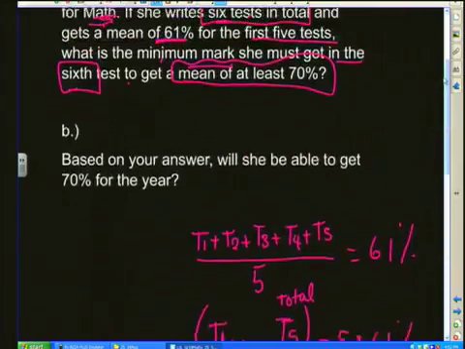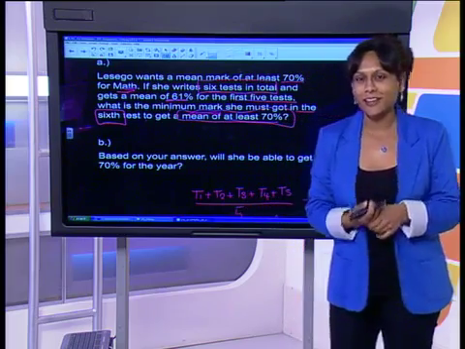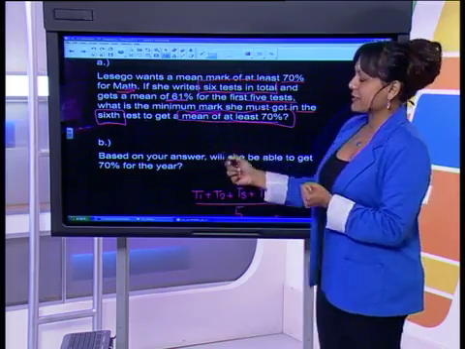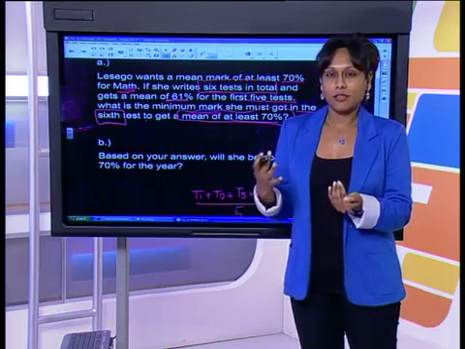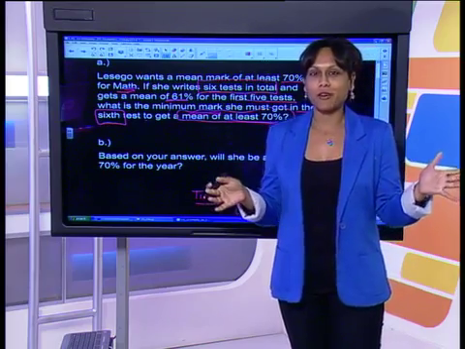So we've answered part A. What is the minimum mark she must get in the 6th test to get an average of 70%? And we said that she needs to get 115%. Now, do you think that's possible, that she can get 115% in that very last test? I don't think so. Well, definitely not, because you can only get 100% for a test. So it's not going to be possible, answering part B. Based on your answer, will she be able to get 70% for the year? No, she will not, because in order to get 70% for the year, she needs 115% in just one test. That's not going to be possible at all.